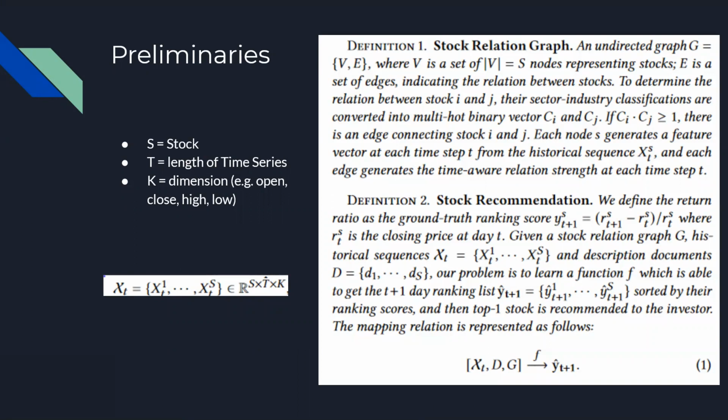Before we get into the meat, there's a couple of preliminary definitions that need to be understood, and that was covered in the preliminary sections of this paper. The first is the stock relation graph. That generates a feature vector for each time step that represents the stocks and their relationships to the other stocks. So each node is a stock, and the weight of the edges represents the strength of the relationship between those stocks. There's also the stock recommendation, which defines the ground truth ranking score as the return ratio of the stock at closing on day T.